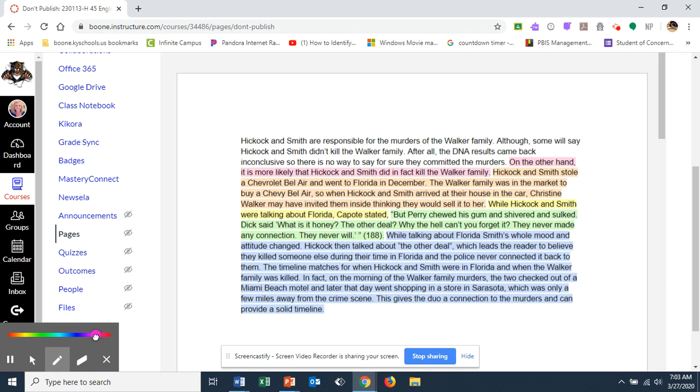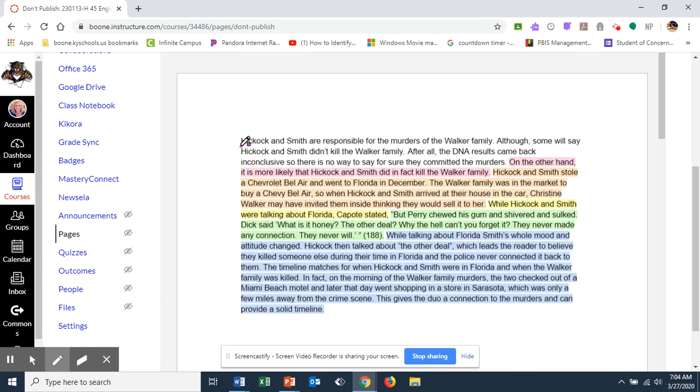I like this one because overall it's a very strong paragraph. I also like that the student used highlighters to create a rainbow paragraph. I think for those of you who are visual learners, this makes things very easy to understand.